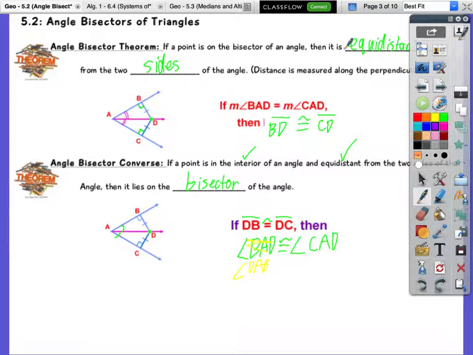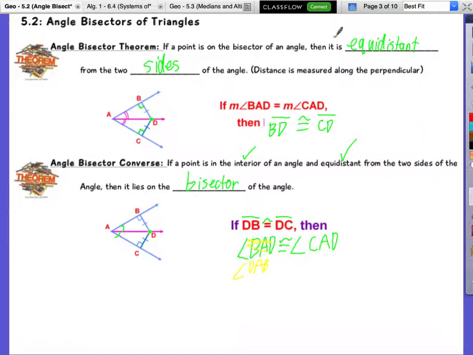So, 5.2, this is where we started. We'll talk about where we were as we progress to where we've been. Also, heads up on the board there, what's it say after our 5.2 objective on Monday? It says begin 5.3.